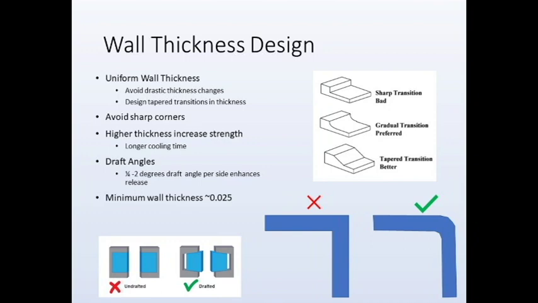Whenever we're designing our walls, we want to make sure to implement between a 1/4 to 2 degree draft angle, which we'll cover later on, and we want to have a minimum wall thickness of 0.025 inches.